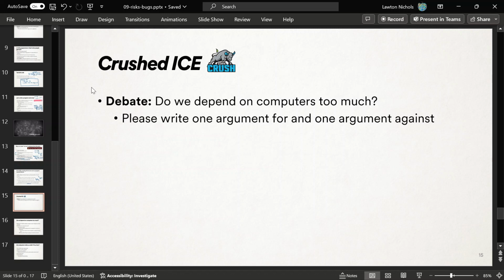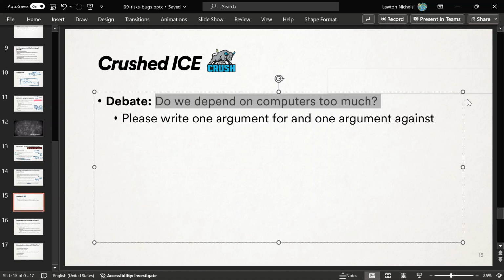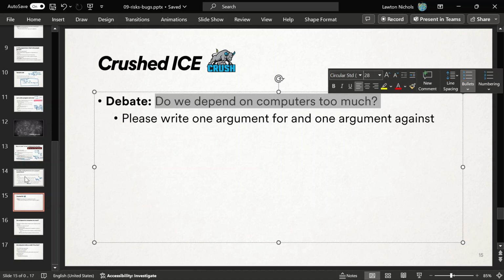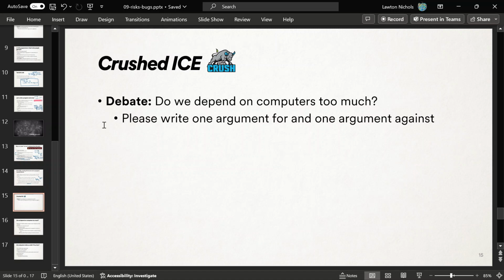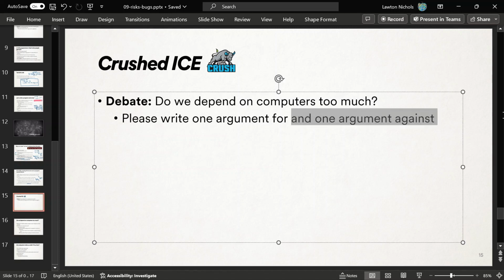We've had some examples of software that's good for us, software that's horrible, bad things have happened too, right? My question for you is, do we depend on computers too much? Now we're even required to listen to a computer over a human in a certain case. Please try to come up with one argument that is saying, yes, we do depend on computers too much, here's why. And then also try to come up with another argument against that. Try to counter that and say, no, we don't depend on computers too much. Maybe we should depend on them more, and here's why.